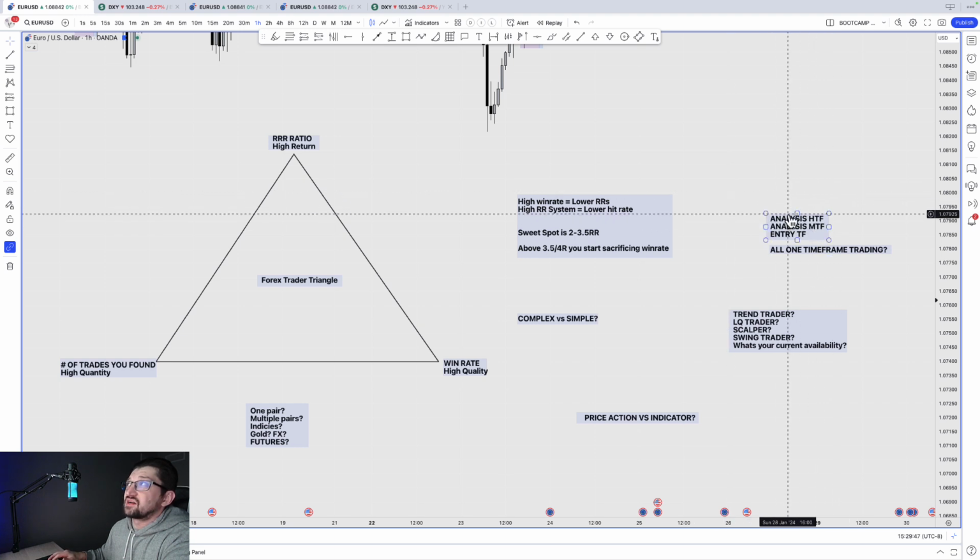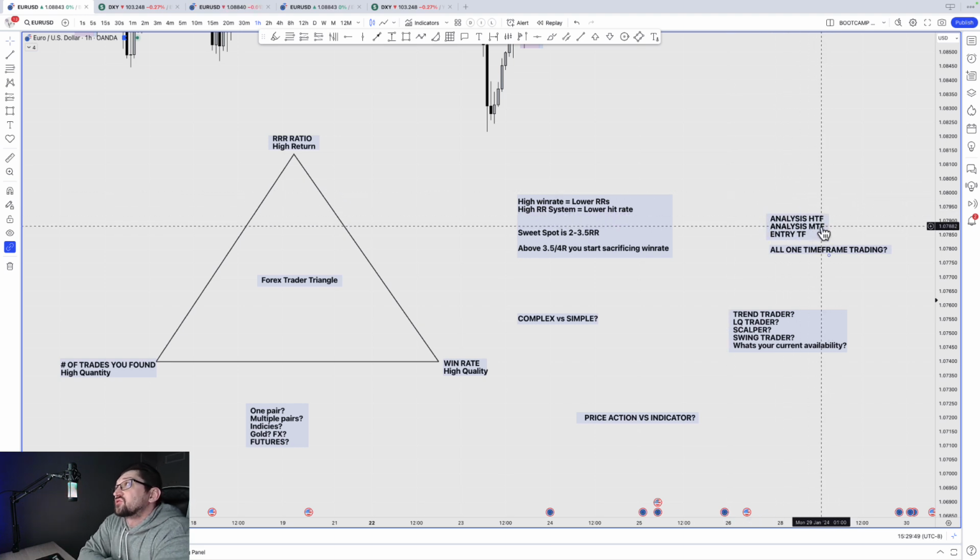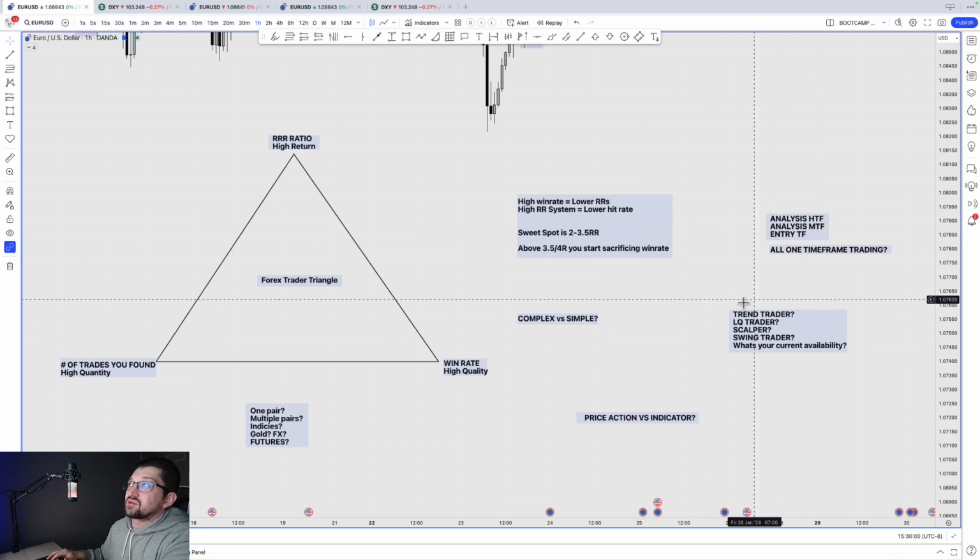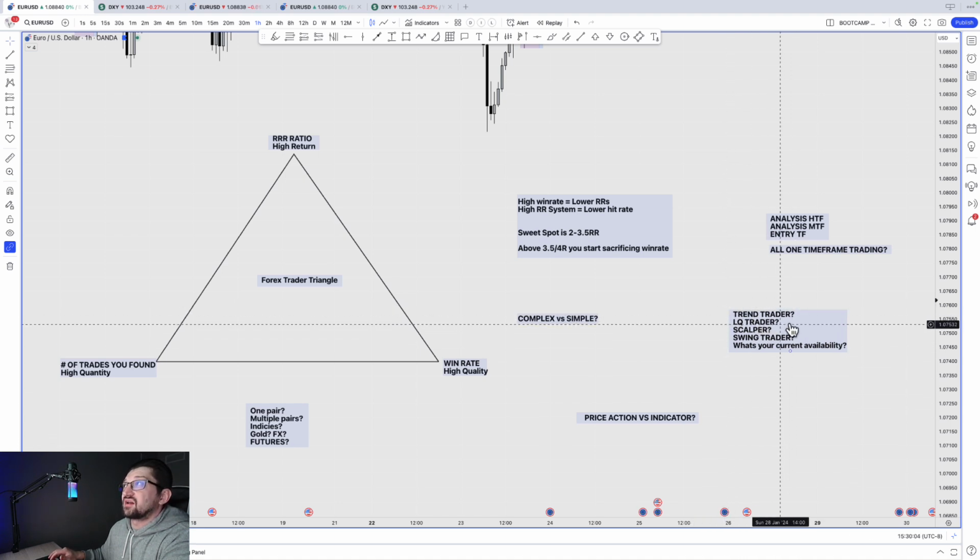Also, your analysis time frame, your entry time frames, that's all stuff you have to consider. That's all going to come down to what kind of job you have, what kind of chart time you have. The last thing you really have to decide is, do you want to be a trend trader, a liquidity trader? Do you want to do something that allows you to trade either?